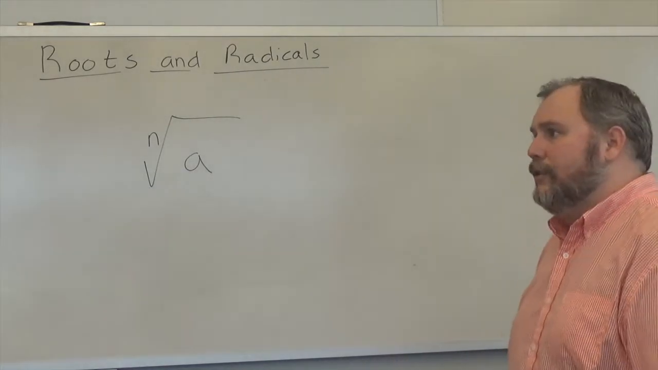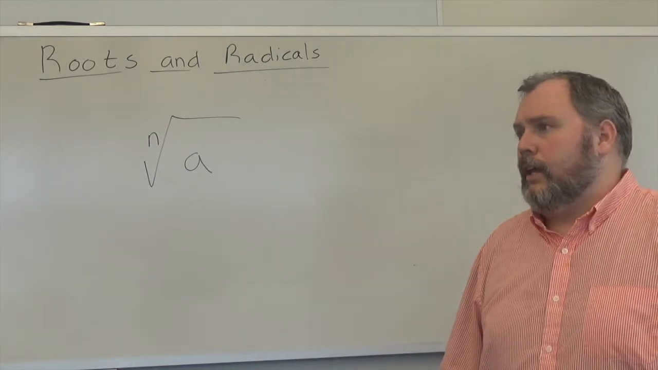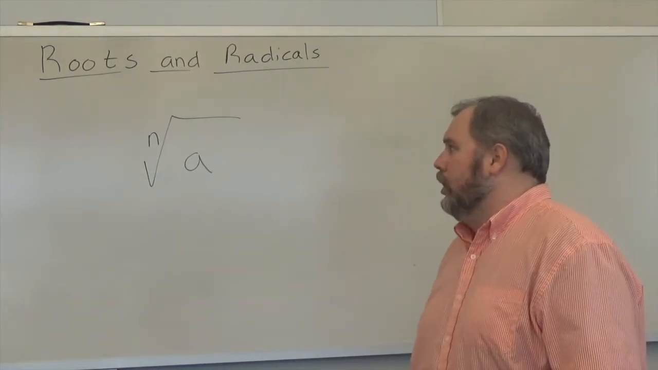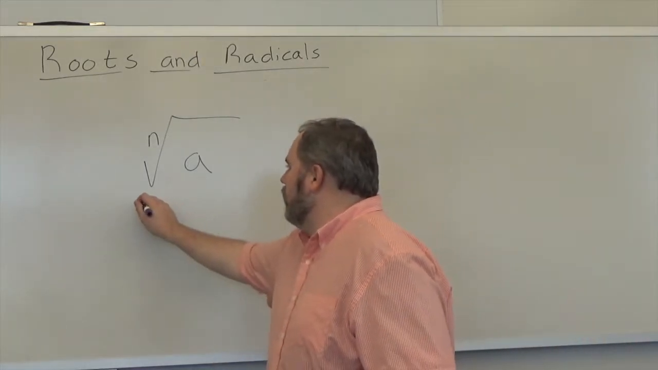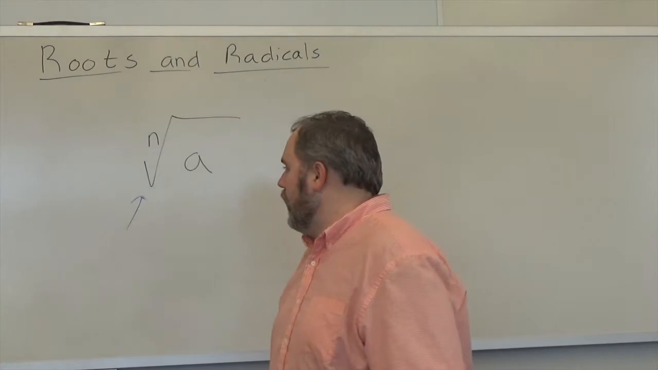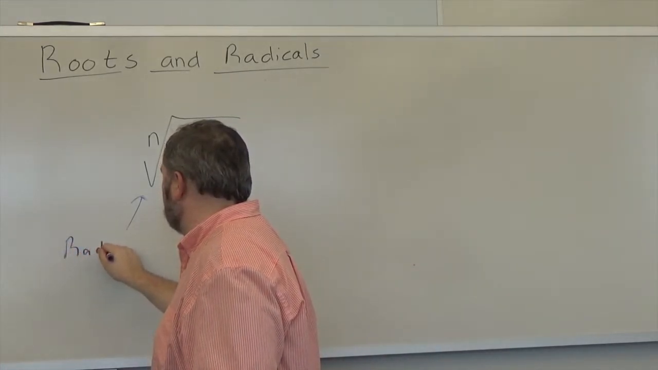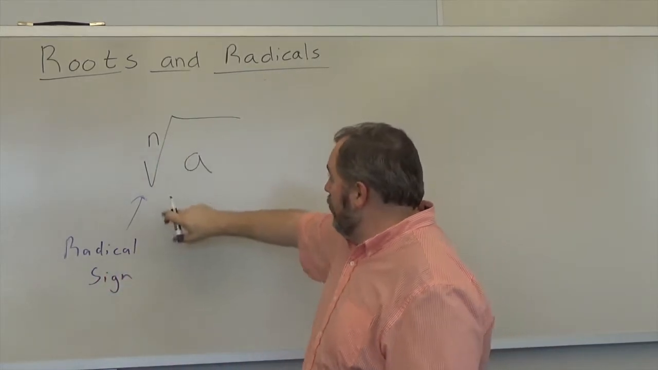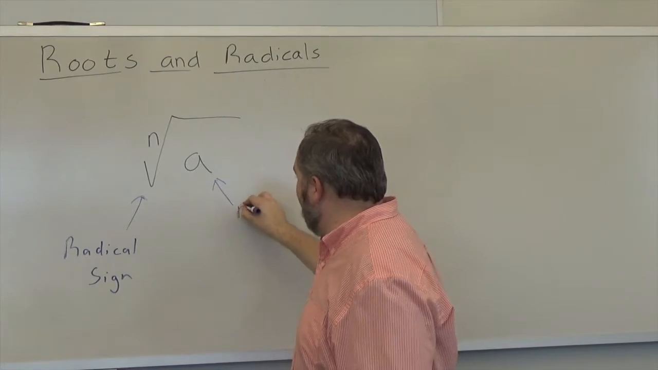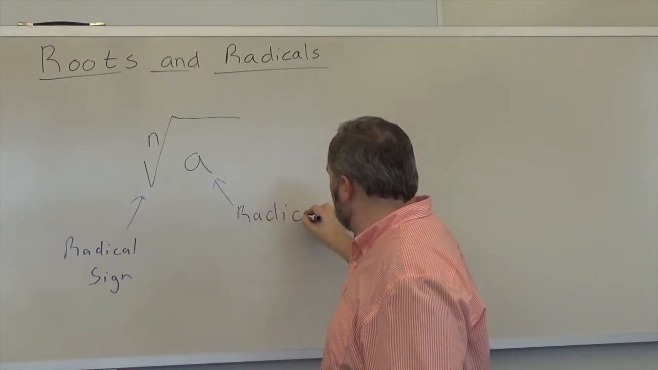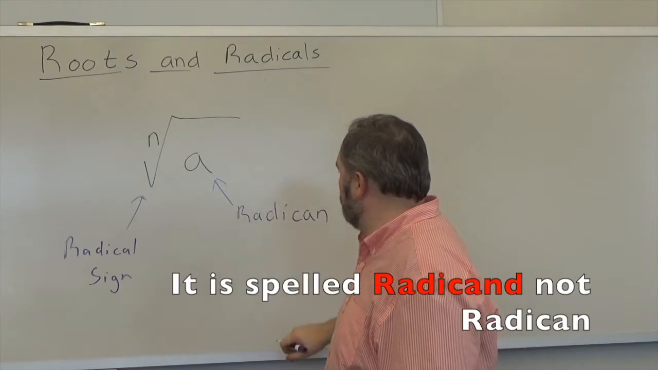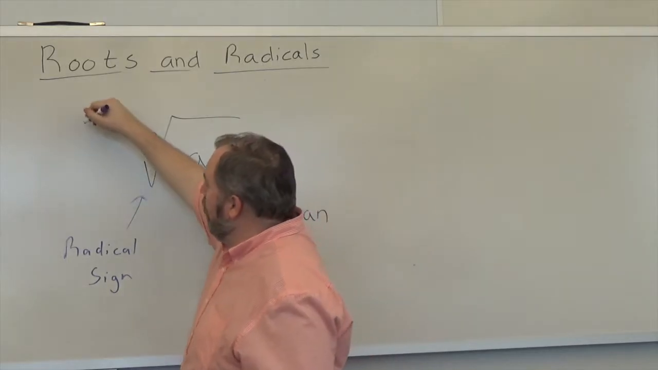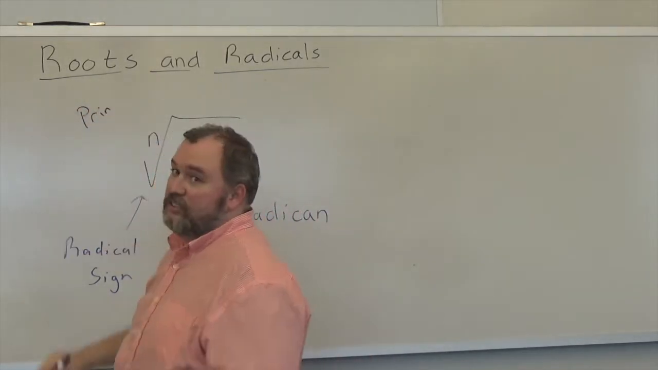Oftentimes in mathematics, we are asked to find the principal root of a number. And the way this is noted is in this form, okay? Where the symbol, that little check mark with a line over it, is what we call the radical sign. The number that's under that radical sign is what we call the radicand. And then finally, this right up here is what we call our principal root, or most times we just call it root.